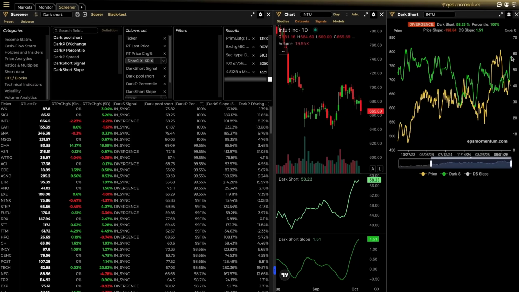This allows us to see where big asset managers and hedge funds are positioning and helps identify potential price reversals or rallies before they show up on the main chart. Think of it like a way to peek behind the curtain and see what the smart money is doing.